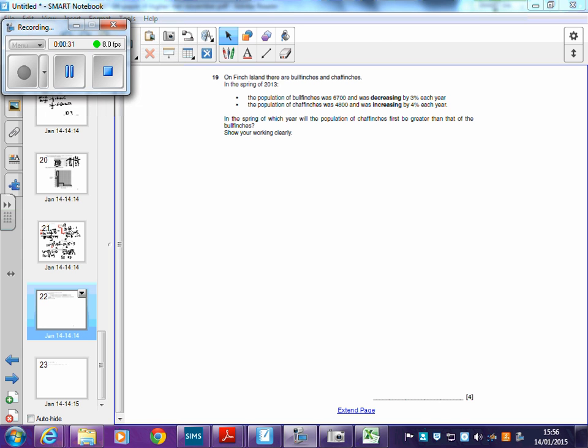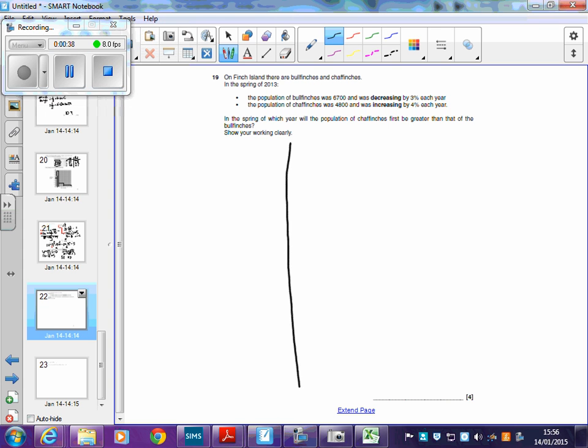Show your working out clearly. All right, so the way I'm going to do this, I'm going to split my page up just so I can see my working out a bit more clearly. On this side, I'm going to go for the sad bullfinches who are dwindling. And on this side, we're going to go for the happy little chaffinches which are increasing.